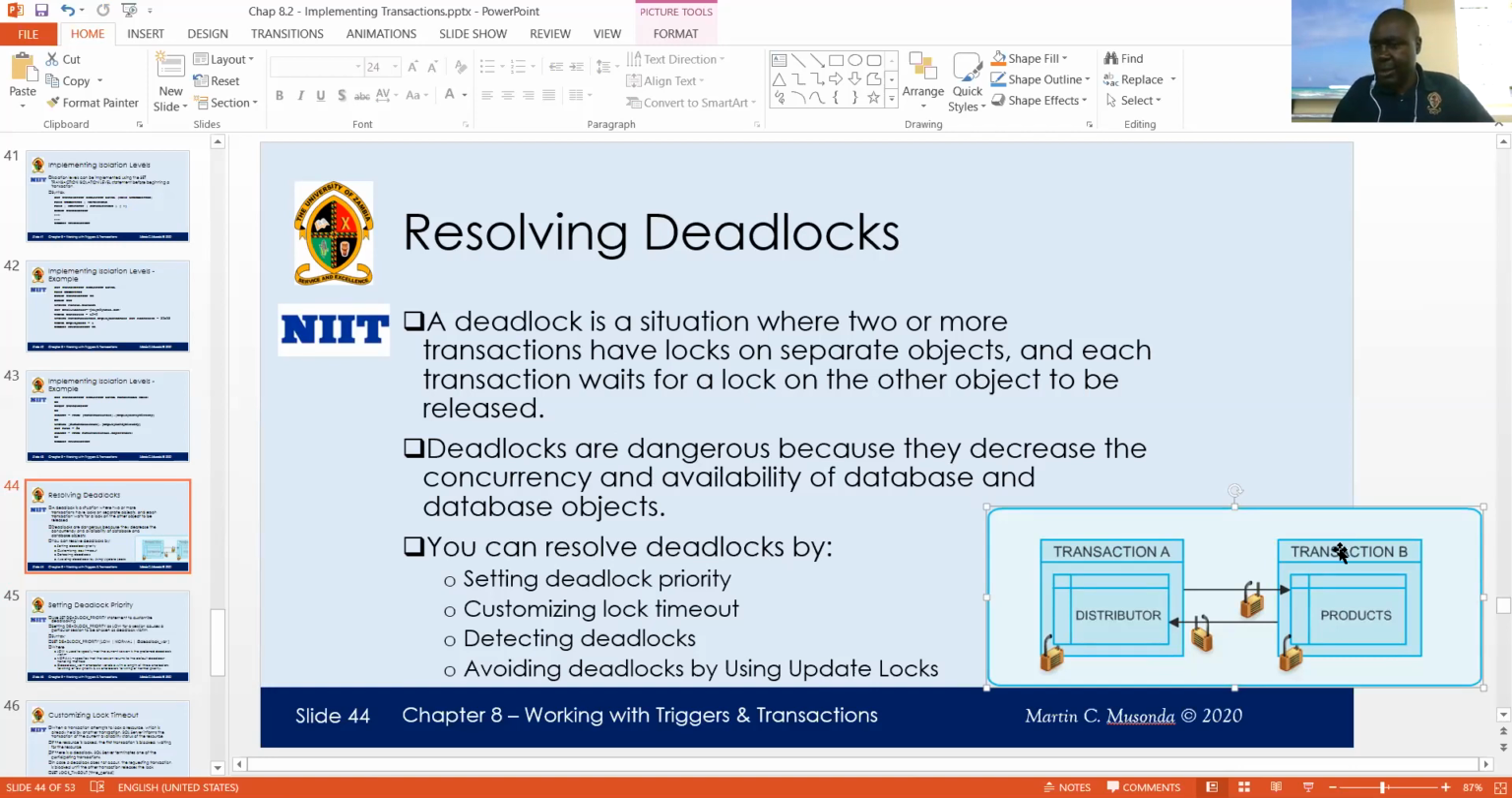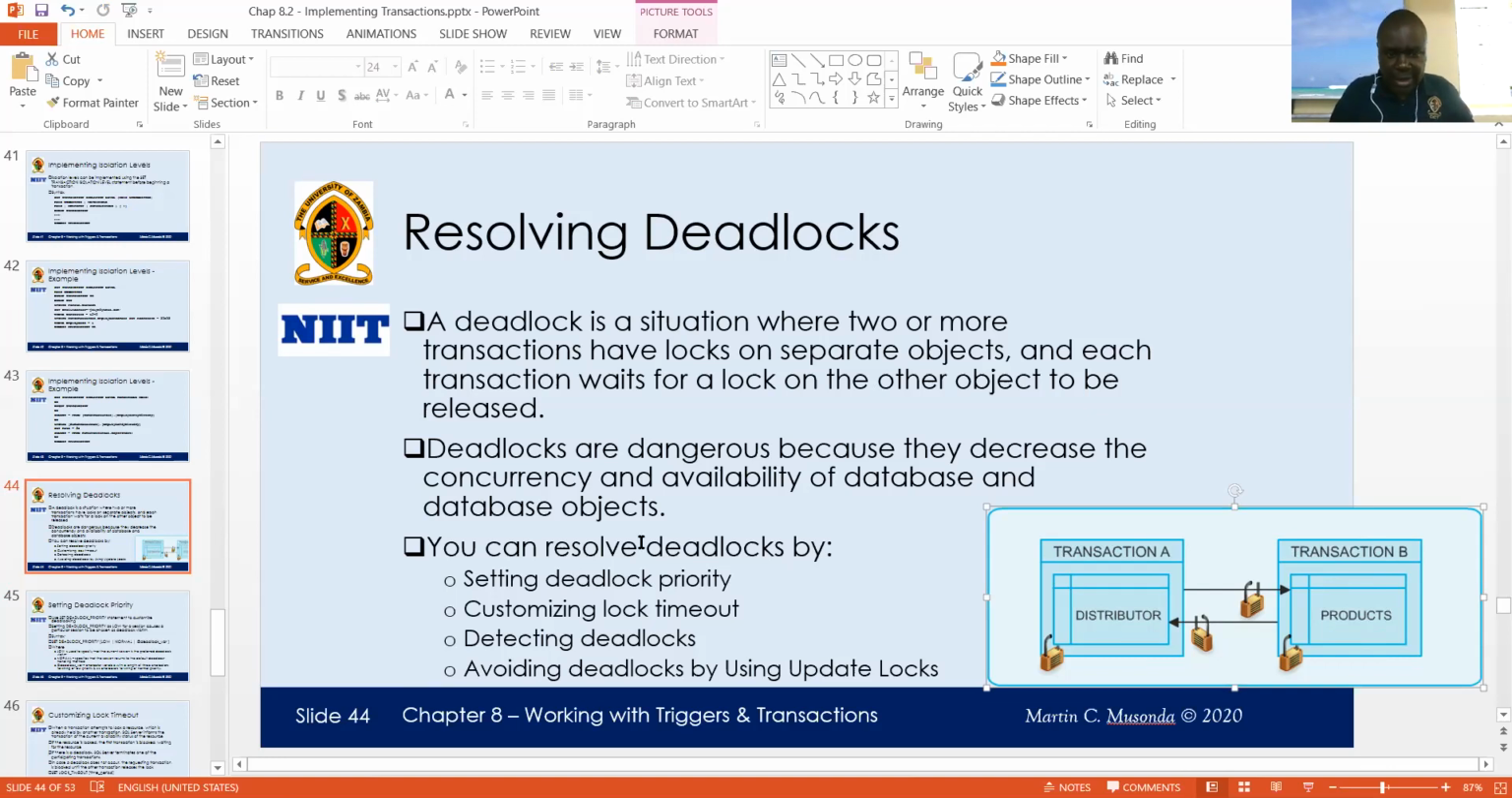Because as long as transaction B is still waiting for transaction A to release the lock on distributor, it will just remain like that while the products table is locked. So no other transaction will have access to the products table until transaction B has been completed. And because it cannot complete, as it's also waiting for transaction A, you have a situation where transactions are in a kind of stalemate.